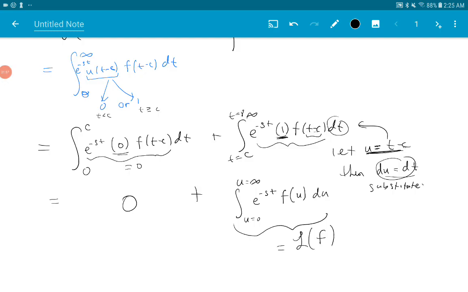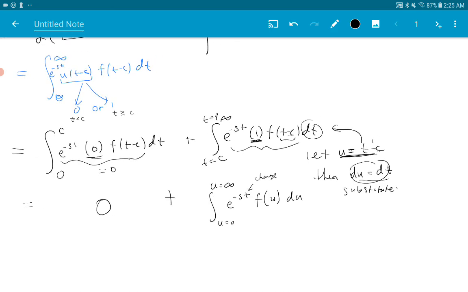Hold on, there's actually one more thing I forgot to change, so I'm not quite ready to say that's equal to the Laplace transform of f. I forgot to change this t. This t also has to get changed. Whenever you do a u substitution, you have to change all the original variables to u's. So what do I do with that t?